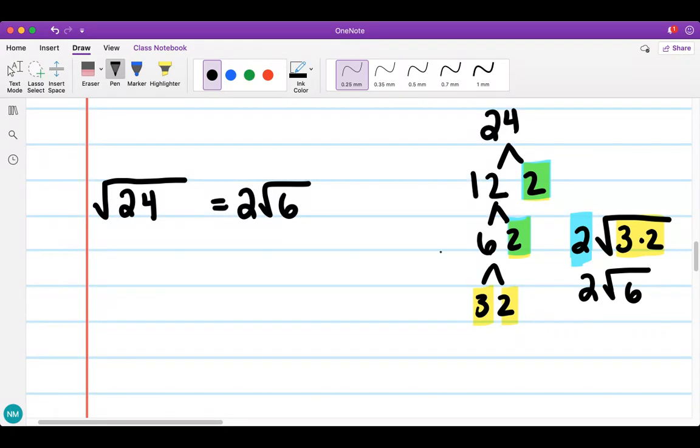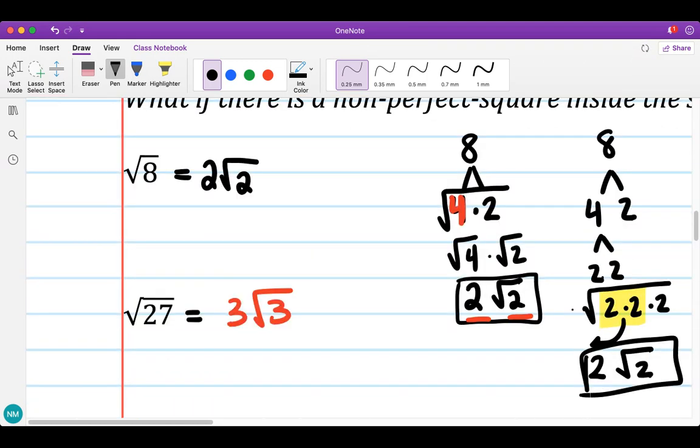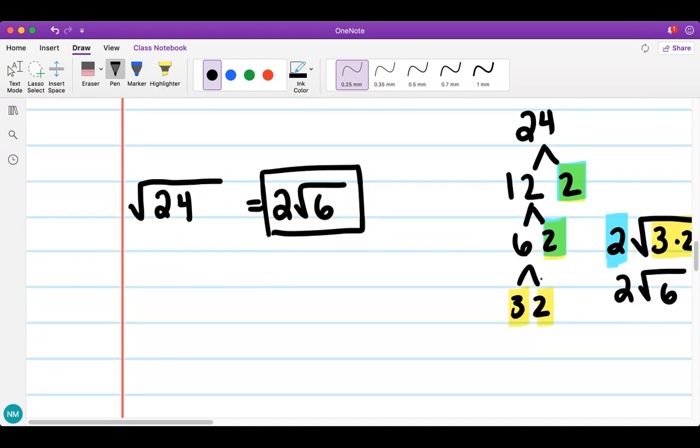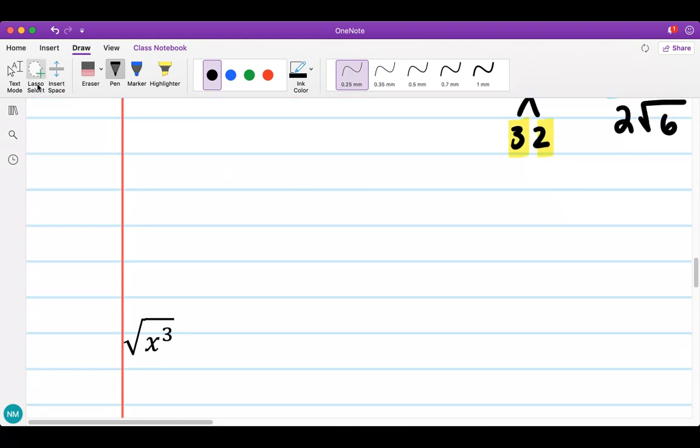The other way we could have done it is, what is the biggest perfect square that goes into 24? It is 4 times 6. And the square root of 4 is 2, so 2 root 6. Either way, you get the same answer. I just happen to think the other way is quicker. So 2 root 6. Now, this is how we do numbers that are not perfect squares. Again, if you need a more extensive review on it, you can use the other videos that I have created that are linked on my website.